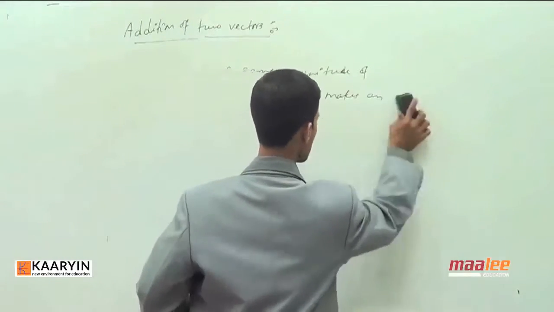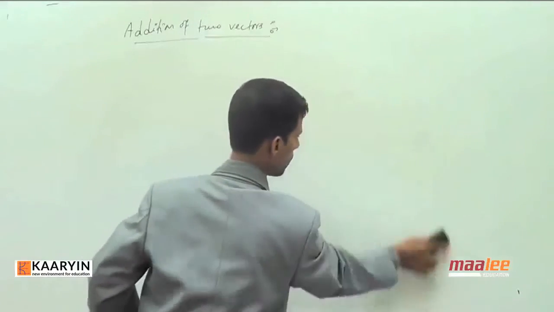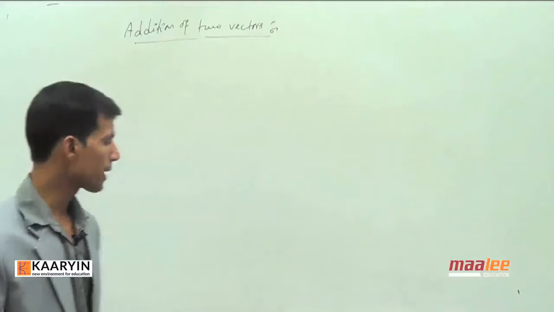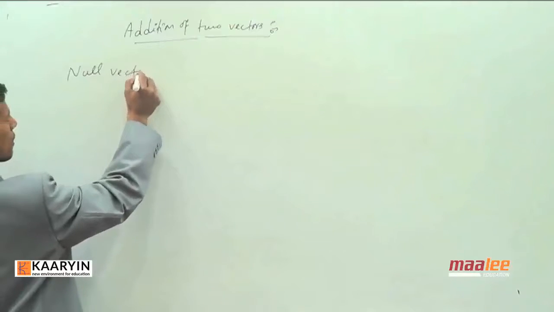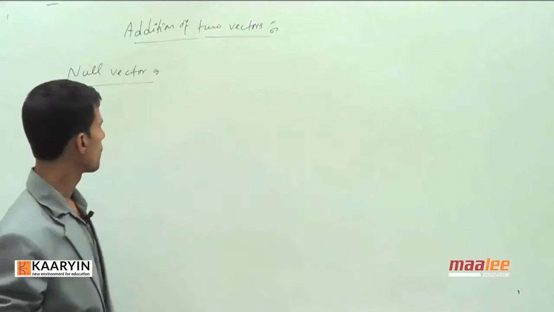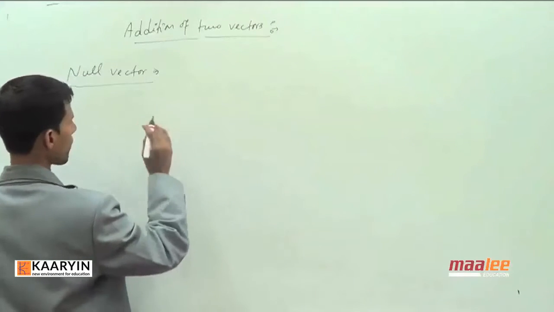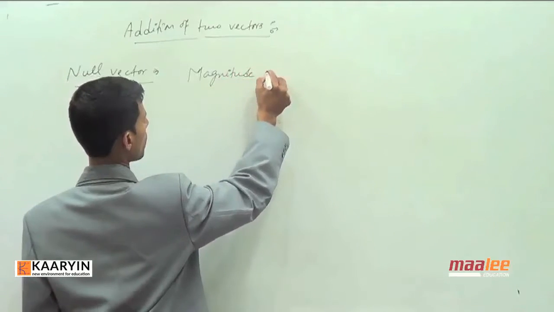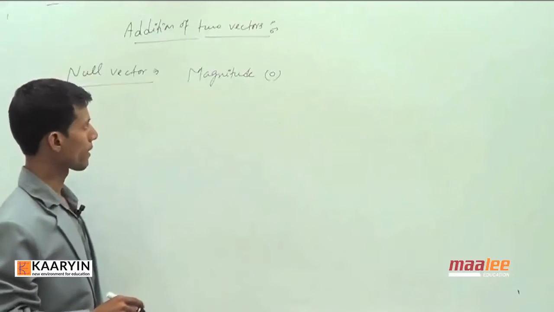Now we will see what is the meaning of different kinds of vectors. The one vector that is very important is called the null vector. The term itself indicates that something has to be null. Null means what? 0. So a vector that has magnitude 0 and some undefined direction is called a null vector.